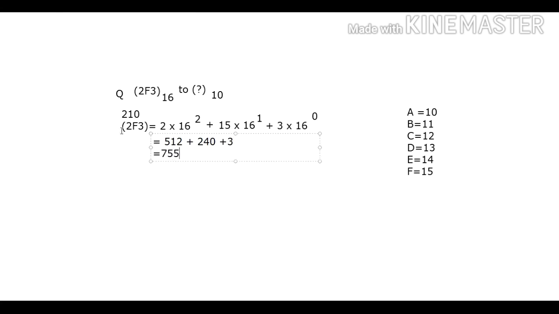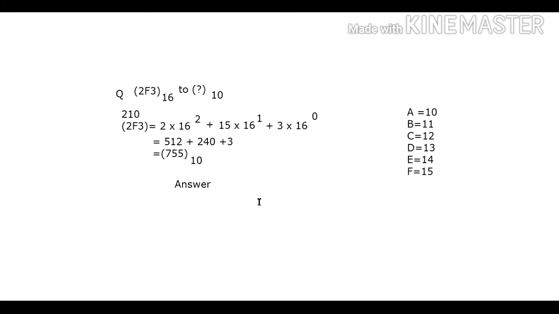755. Okay, and here the base will be 10, since we have converted a hexadecimal number to a decimal number. So here is the base 10. Okay, so this is our final answer. If you have not understood, then please pause the video and check it again.